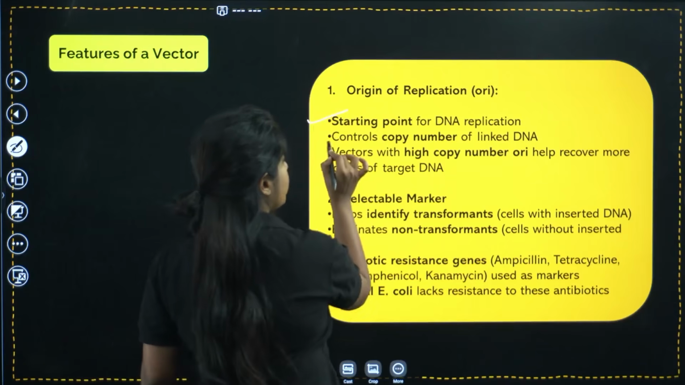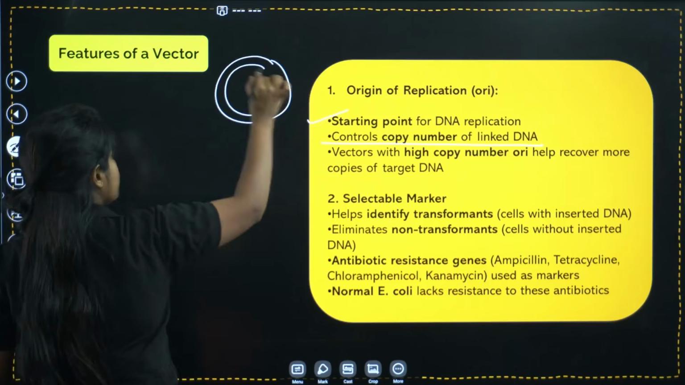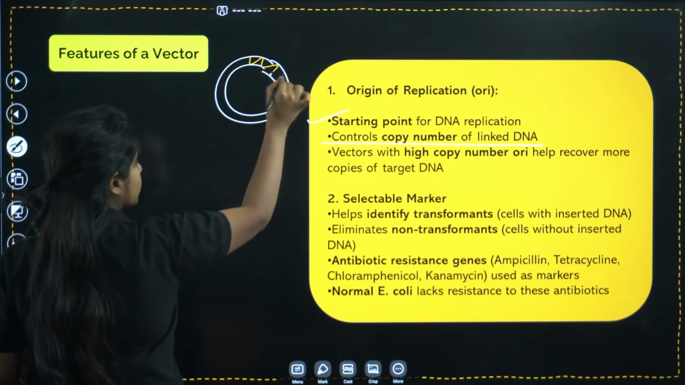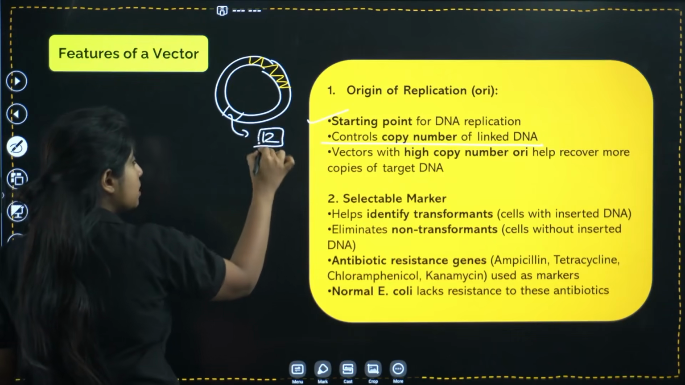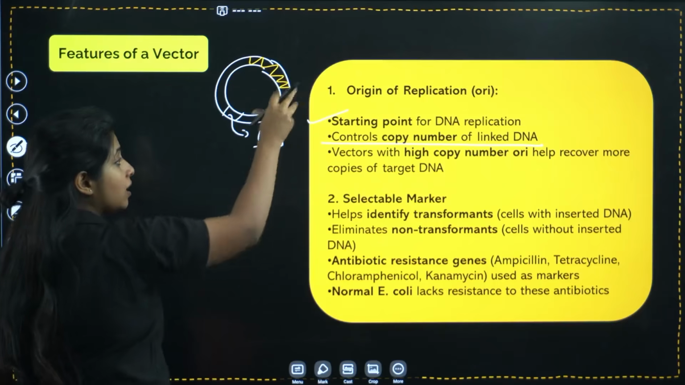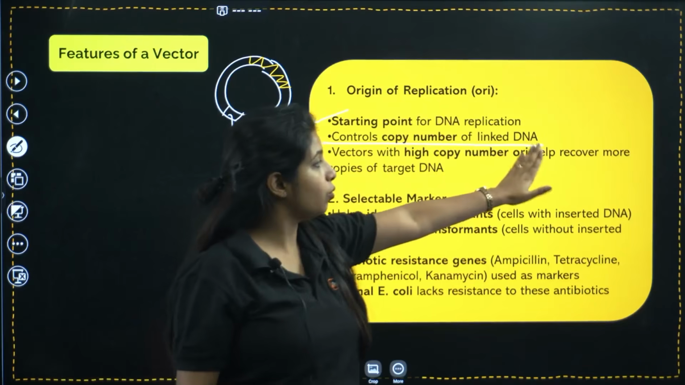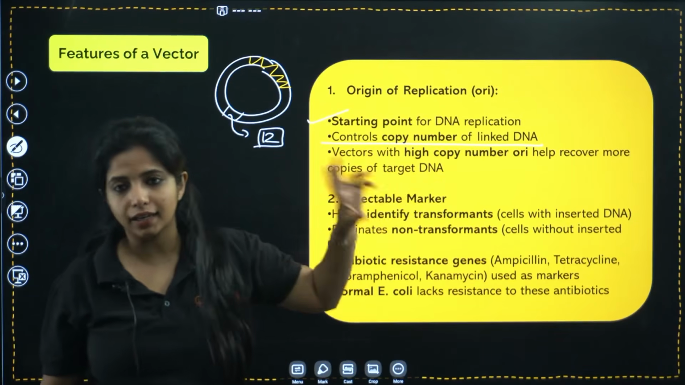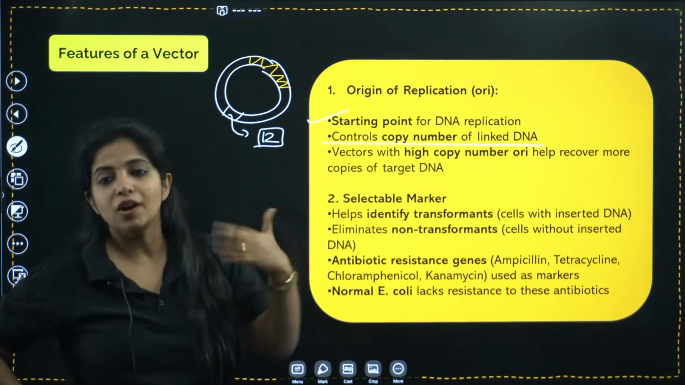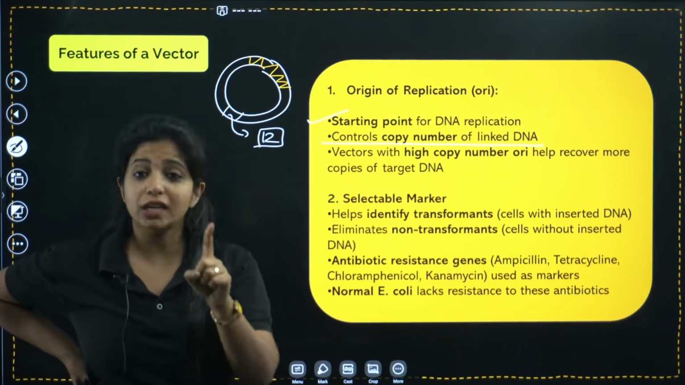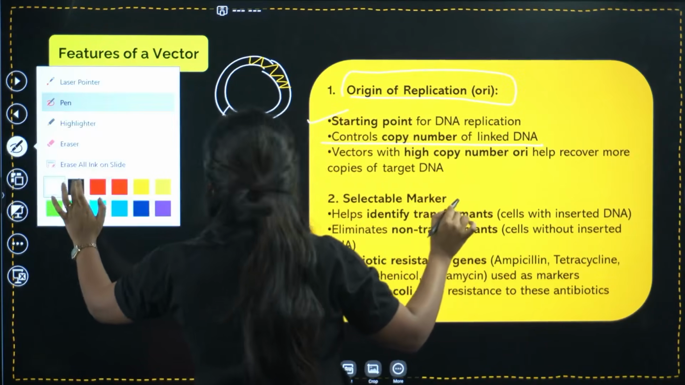So it controls what? It controls the copy number of the linked DNA also. When I say this is a plasmid and this plasmid has my gene of interest right over here, and this plasmid has an origin of replication which allows this much copy number, that means 12 copies of the same gene will be made, right? So it controls the copy number of the linked DNA. Now vectors with a high copy number ORI help recover more copies of the target DNA. So basically, if a vector has an ORI which supports high copy number, obviously it is going to be really good. So the first feature that should be there is the origin of replication, and it is the one that controls the copy number.